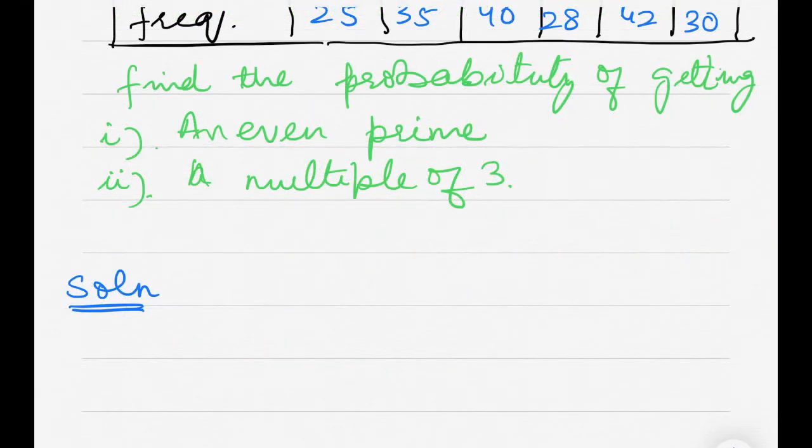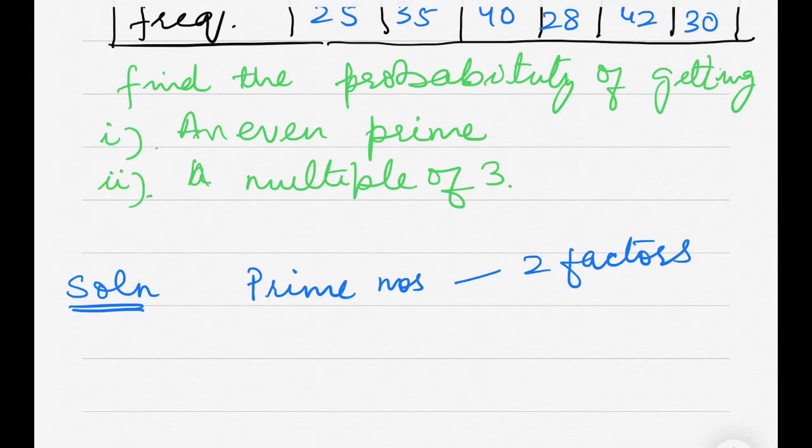I'll go for even prime number. But first I would like to explain what prime numbers are, because sometimes it's not clear to many students. Prime numbers are those numbers which have 2 factors, 1 and the number itself. So these are the 2 factors it should have.